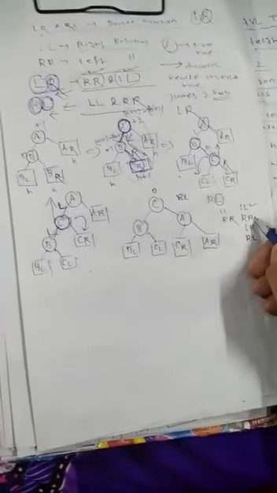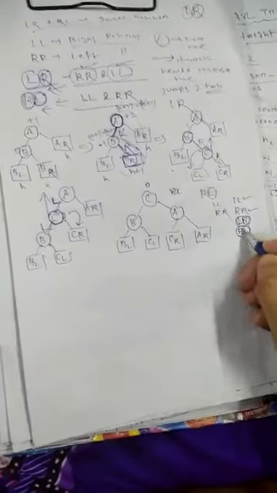So there are 4 types of rotation we have to discuss. One is LL rotation, another is RR rotation, then LR rotation, then RL rotation. LL rotation is a single rotation, a right rotation. RR is also a single rotation, that is a left rotation. LR is a double rotation, first RR rotation, then LL rotation. Similarly RL is also a double rotation, first LL rotation and then RR rotation. So these are the 4 types of rotation of an AVL tree.